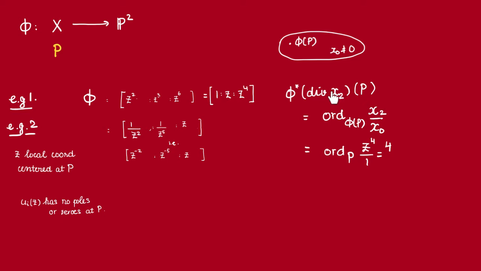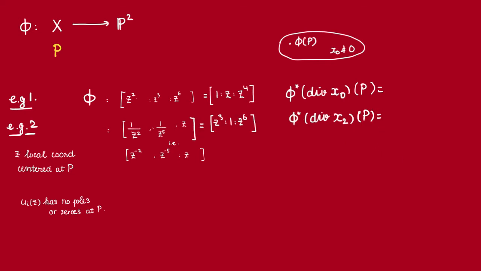Similarly, if we change this to x2, then here we want to look at the order of vanishing of x2 over x0 at Vp, right? And that will just be the order of vanishing at p of z to the 4th over 1, so that's going to be 4. Now, to check if you understand, let's look at the second example.